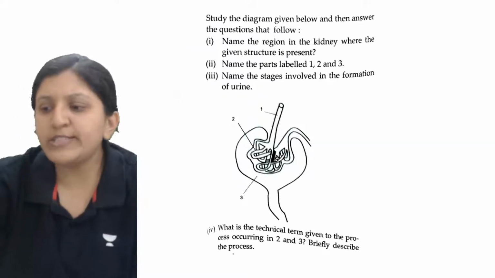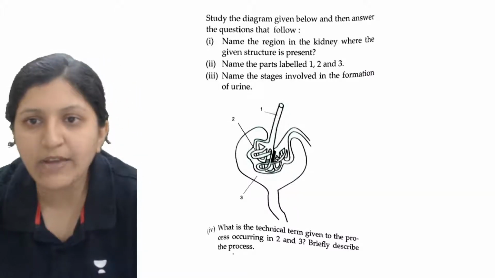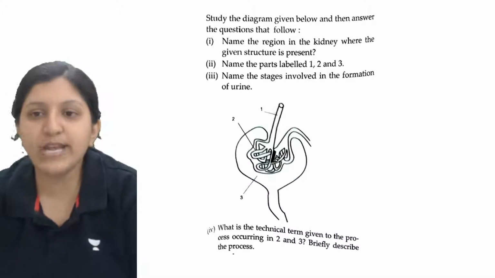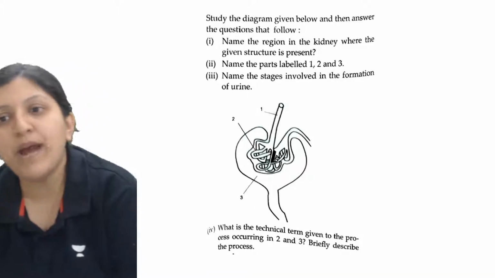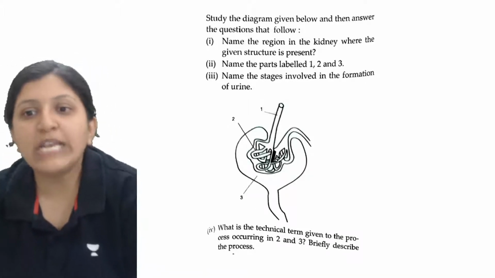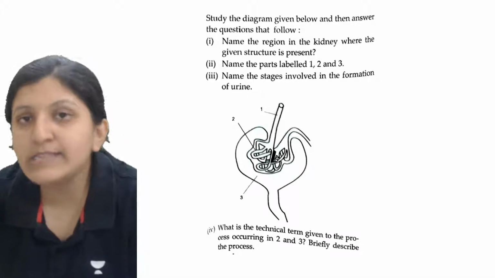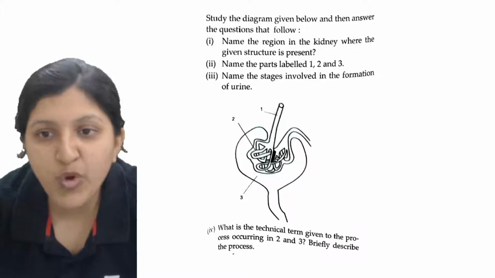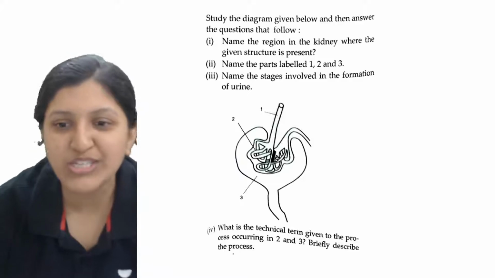So moving on to the next one. Study the diagram given below and answer the questions that follow. Name the region in the kidney where the given structure is present. This is again the same thing, the cortex region. Name the parts labeled 1, 2, 3. 1 is the afferent arteriole, 2 is the glomerulus, and 3 is the Bowman's capsule. And name the stages involved in the formation of urine: ultrafiltration, reabsorption, tubular secretion.